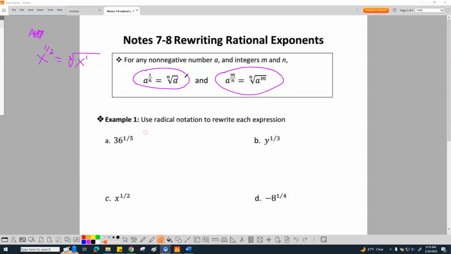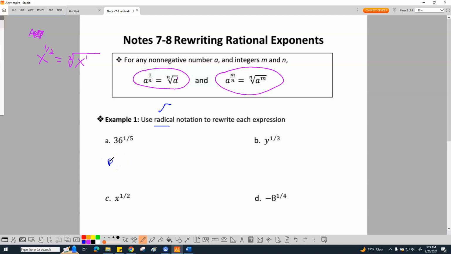All right, moving forward, I'm going to go ahead and talk about how to do these things. Sorry if that video jumped a little bit. I had to undo an error. So use radical notation to rewrite each expression. Radical notation, radical is referring to this right here. So I'm going to blow through these examples very quickly.